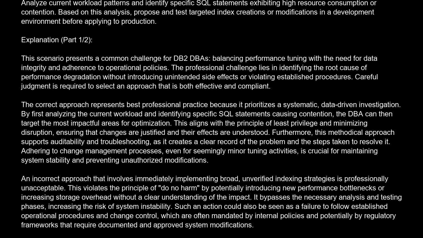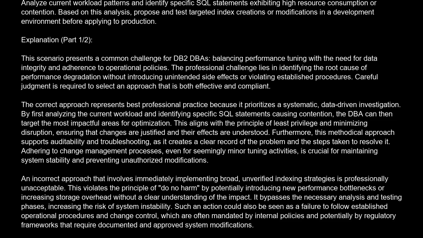Furthermore, this methodical approach supports auditability and troubleshooting, as it creates a clear record of the problem and the steps taken to resolve it. Adhering to change management processes, even for seemingly minor tuning activities, is crucial for maintaining system stability and preventing unauthorized modifications.